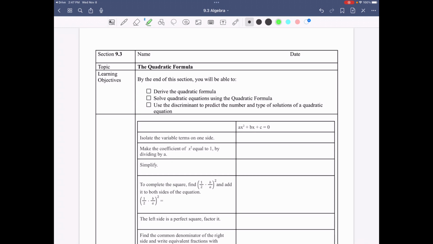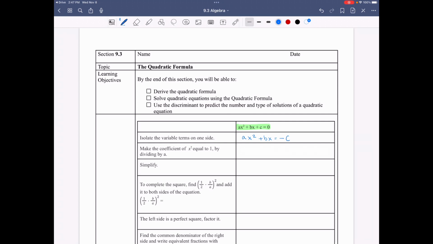We begin with the quadratic equation in standard form, where a, b, and c are constants, and x squared and x are the variables. So the first step is to isolate the variable terms on one side. That means we're going to leave the ax squared and the bx on the left side, but we're going to subtract c so that it moves over to the right side.